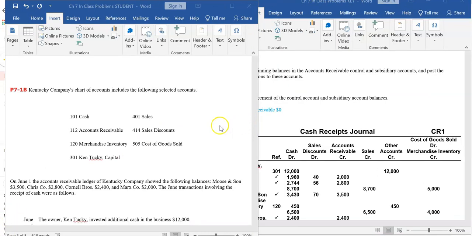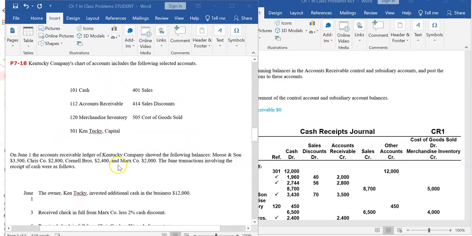All right, this last problem is working with Kentucky Company's chart of accounts. They gave some of the accounts and their account numbers out of their general ledger. Please note that this is not all accounts they use. These are only the accounts that we need for this problem.